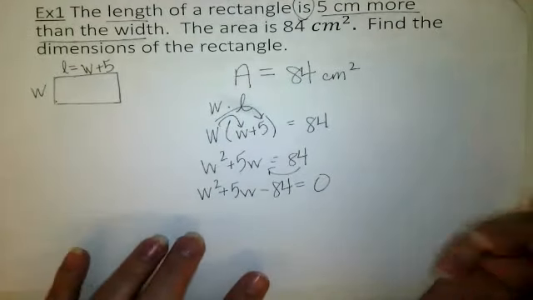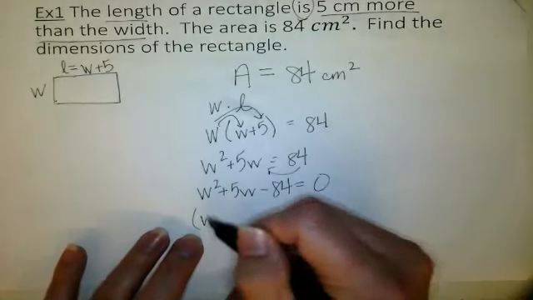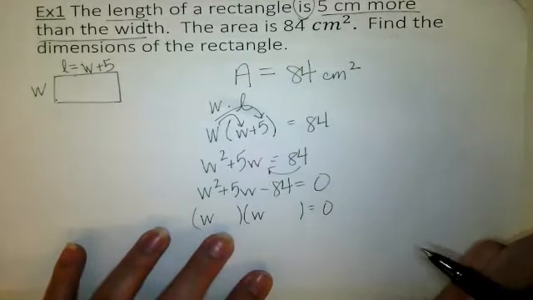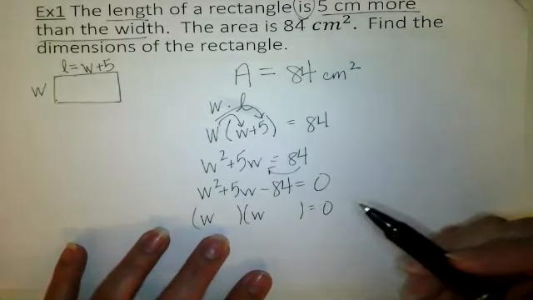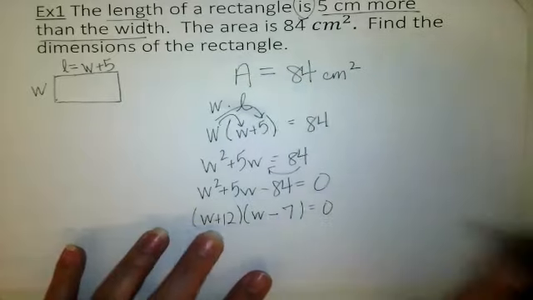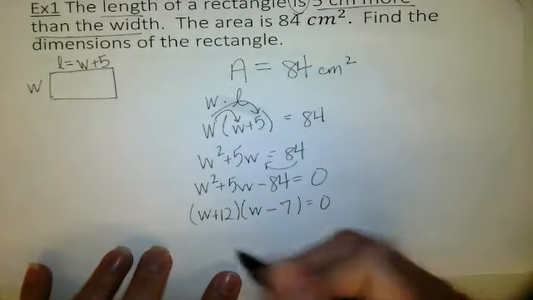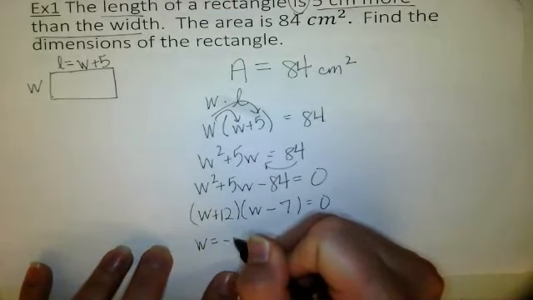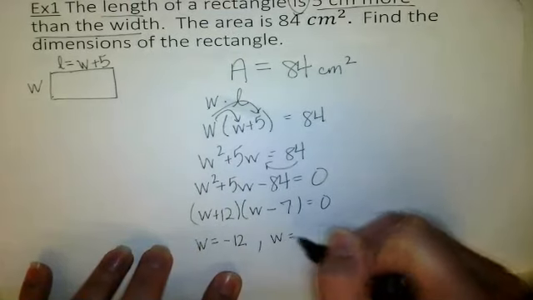And 12. Yeah, I'm going to factor that. All of these should factor, I expect. So what? Positive 12 and negative 7. Which means if we set each bubble equal to 0, we're going to get W equals negative 12 or W equals 7.